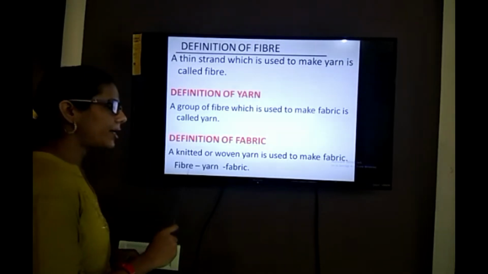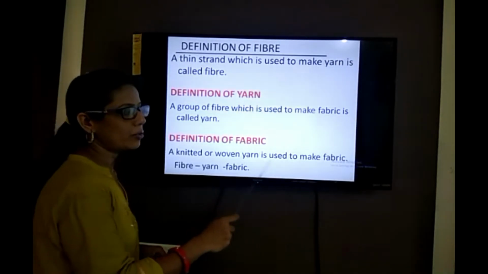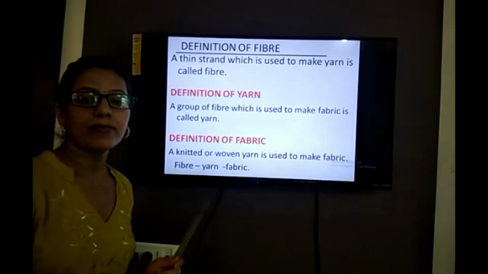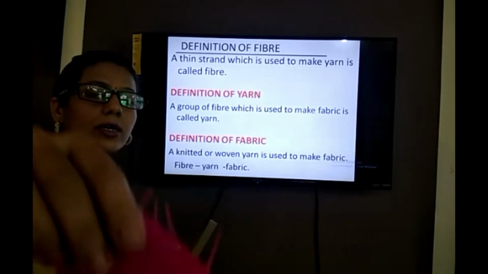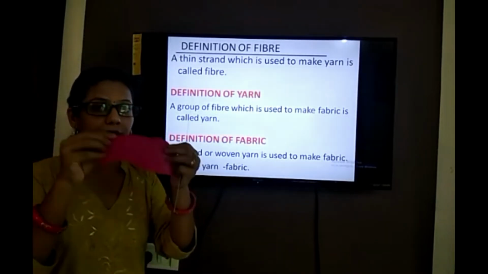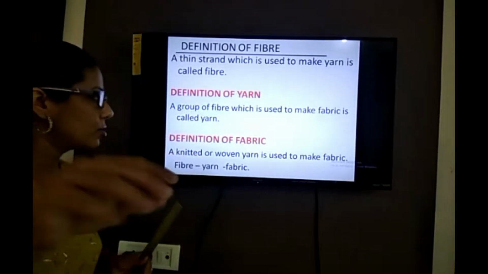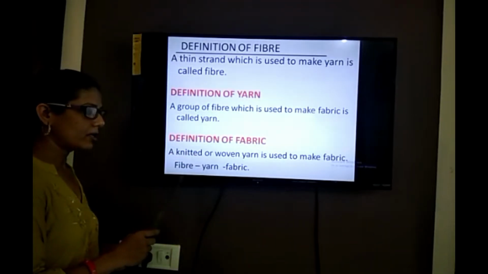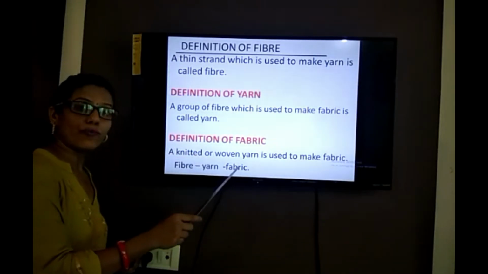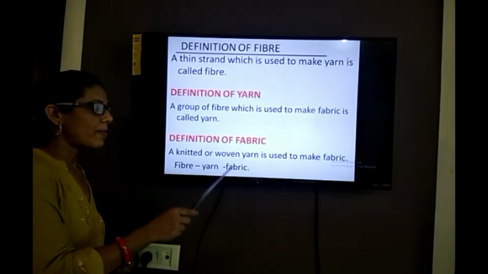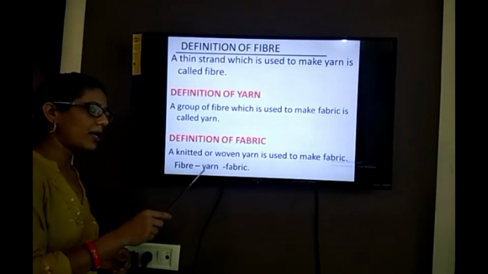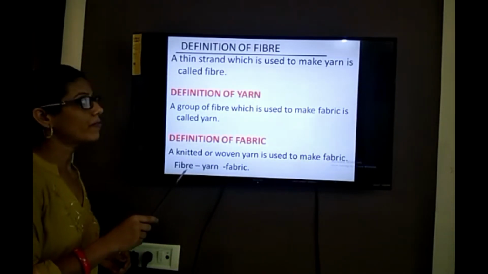Next, definition of fabric. Fabric means a knitted or woven yarn. When we use yarn to make a fabric and it is knitted or woven, it is known as fabric. So we can say fiber, then yarn, and yarn to fabric. It means fabric is obtained from yarn, and yarn is obtained from fiber.